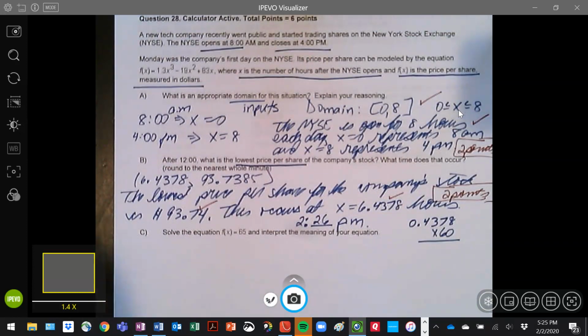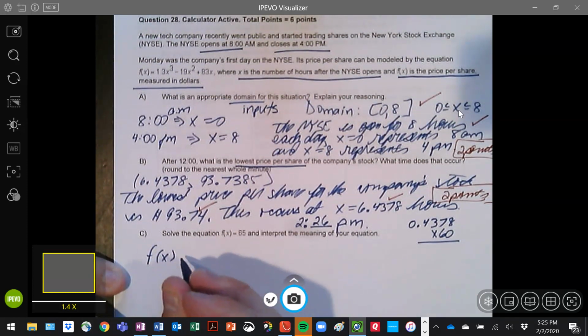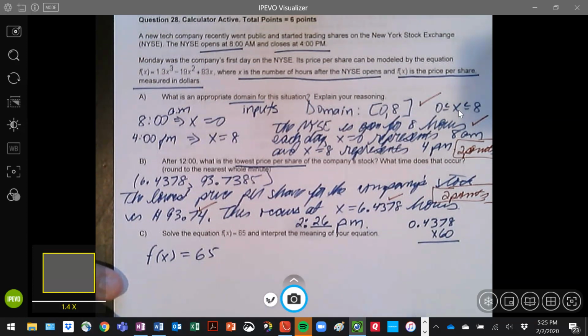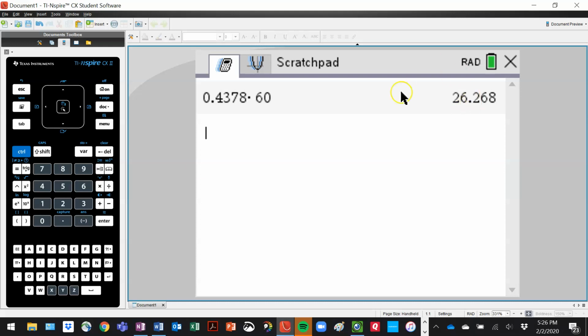Okay, finally, part C, solve the equation f of x equals 65 and interpret the meaning of your equation. Well, f of x is the function that we have already typed into the calculator. We've put this in as f1 of x. What I'm going to do is graph the 65 as f2, and we're going to look for the intersection point.